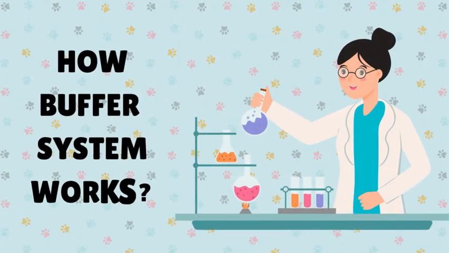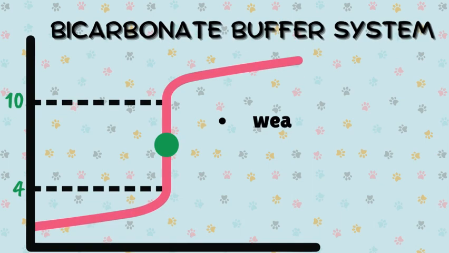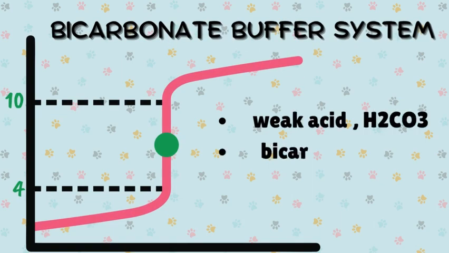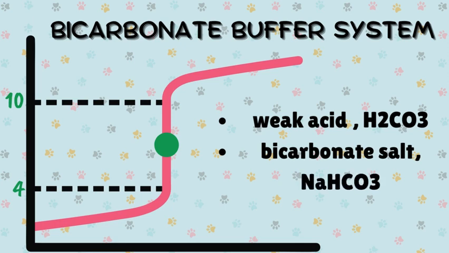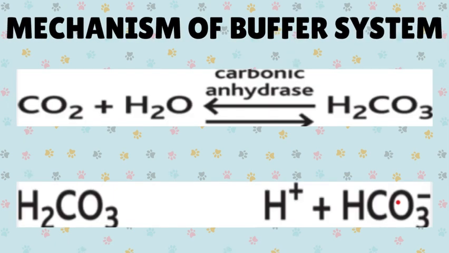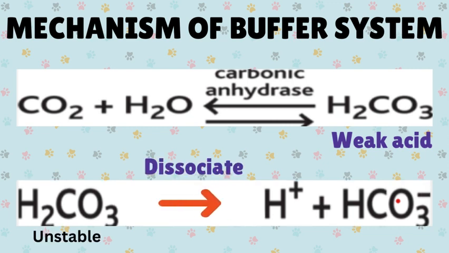So how does the buffer system work? Let's take the bicarbonate buffer system as an example. The bicarbonate buffer system consists of a weak acid, carbonic acid, and a bicarbonate salt, sodium bicarbonate. In blood, carbon dioxide combines with water in a reaction catalyzed by the enzyme carbonic anhydrase to form carbonic acid, which is a weak acid. The carbonic acid formed is unstable. It will quickly dissociate into hydrogen ions and bicarbonate ions. In solution, carbonic acid is present in equilibrium with the bicarbonate ion via a simple proton transfer reaction.